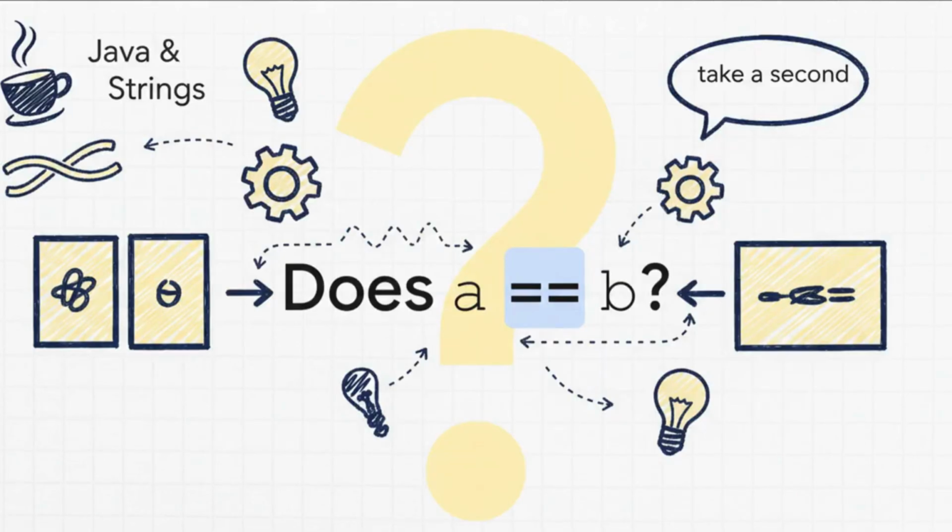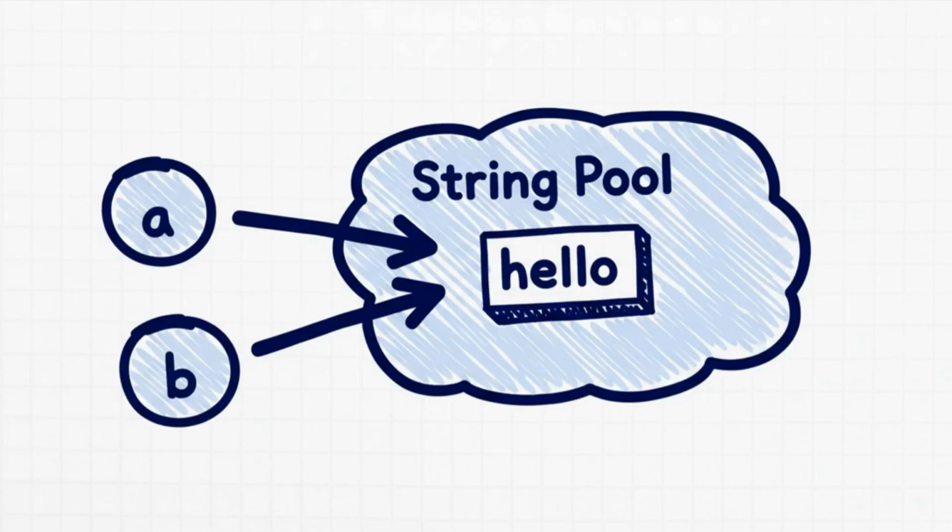So here's the million-dollar question. If we use the double equals operator, which, you'll remember, checks if two variables are pointing to the exact same object in memory, is this going to be true or is it going to be false? Take a second. What do you think? And the answer is yes, it's true.